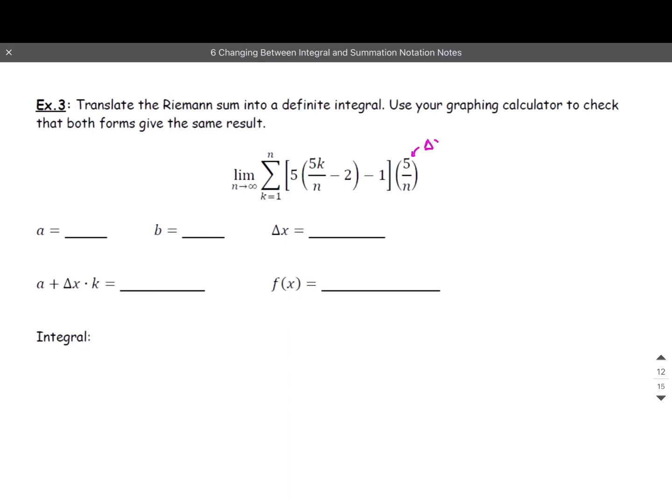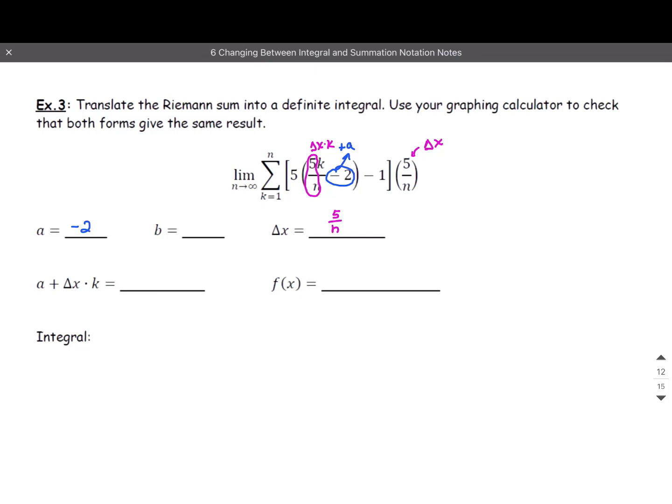This is going to be my delta x. So my delta x is 5 over n. I'm going to write that in here. Now notice I have 5 over n times k. That's my delta x times k. And they put the plus a at the end. So this minus 2 is my a, negative 2.